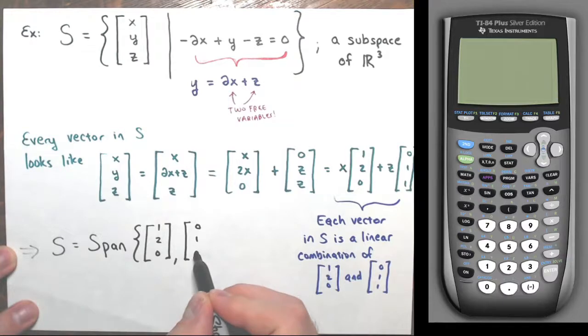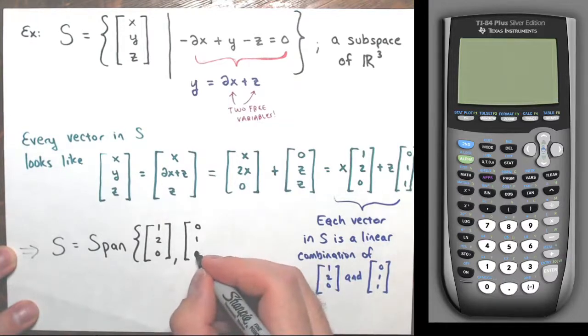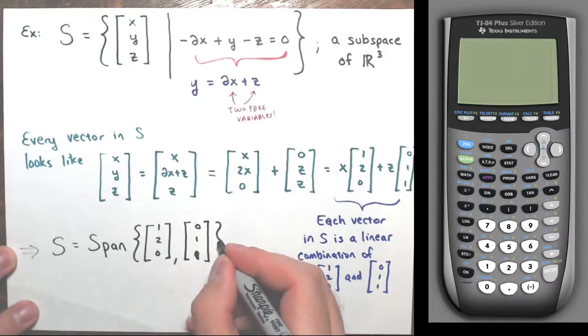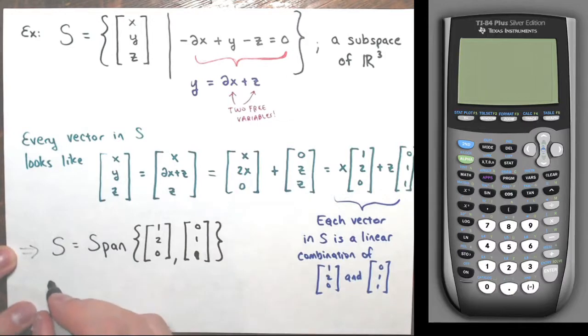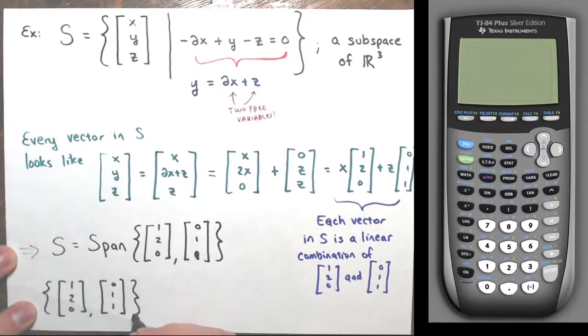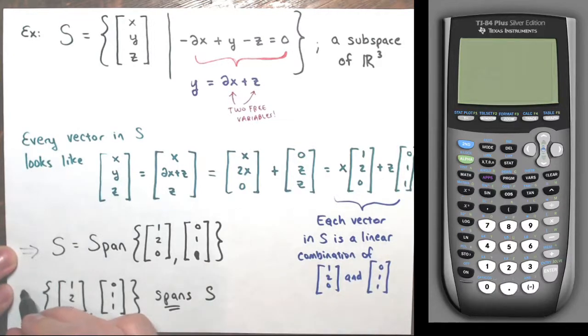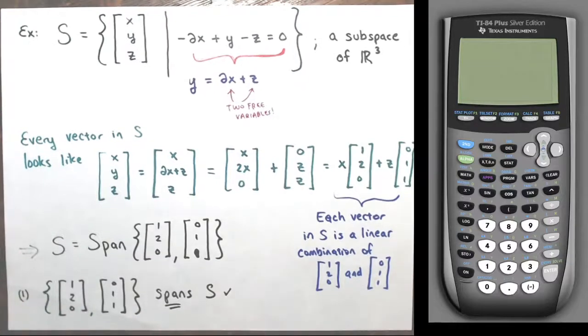Oops, 0, 1, 1. Right, 0, 1, 1. All right, or in other words, you could say that this set with 1, 2, 0 and vector 0, 1, 1 spans S. Every vector in S is a linear combination of these two. So that's step 1 to showing a basis.